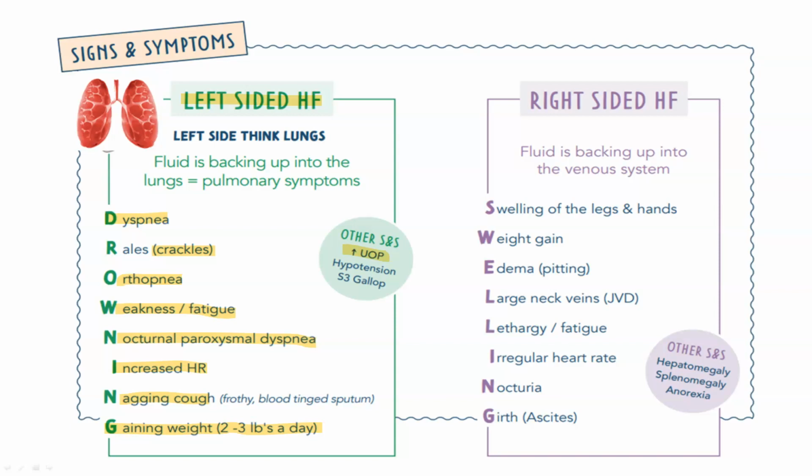Right-sided, we see signs and symptoms in the circulatory system. So you see swelling of the peripheral. You can still see weight gain. Swelling is edema, but now you have pitting edema. JVD, which to me is still swelling. You can still see lethargy and fatigue. You can have an irregular heart rate, which could be tachycardia, bradycardia, AFib, aflutter, runs of PVCs, runs of PACs.